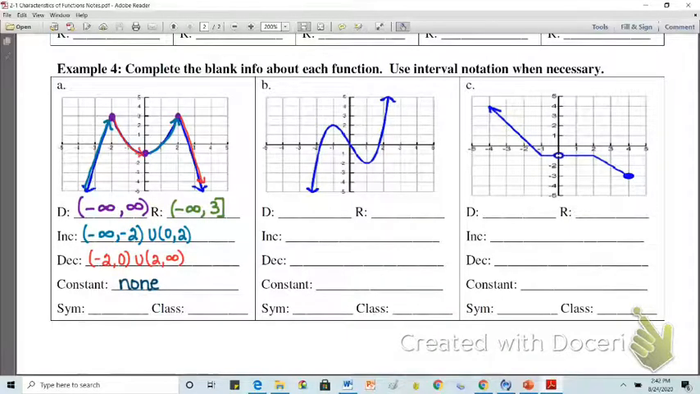Symmetry, if I fold it in half on the y-axis, it matches up. So that means it is y-axis symmetry, which therefore means it is even.